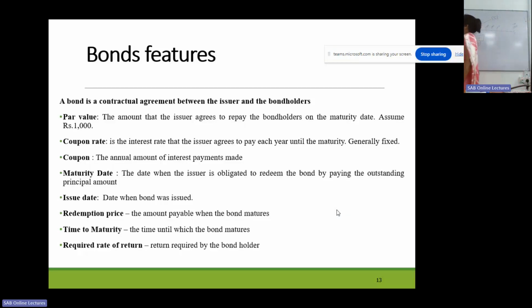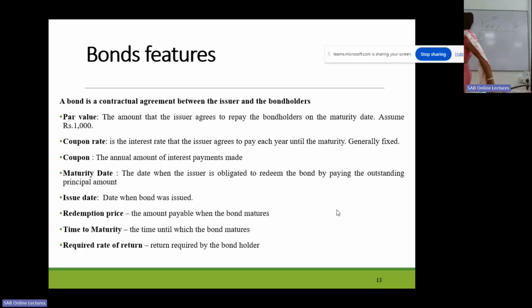So these are the features of a bond. Par value: the amount that the issuer agrees to repay the bondholder on the maturity date. Normally we'll assume it as 1,000. Par value, face value, nominal value, all these terms are used. Normally, by default, we take 1,000.